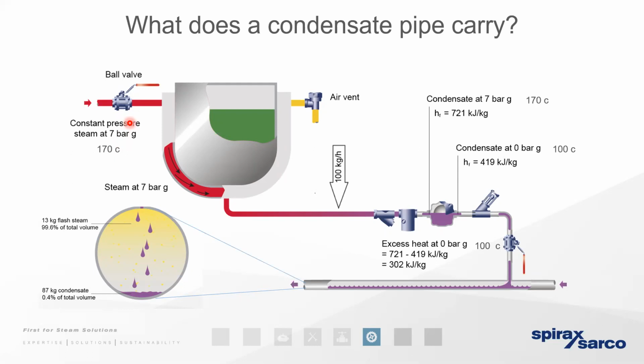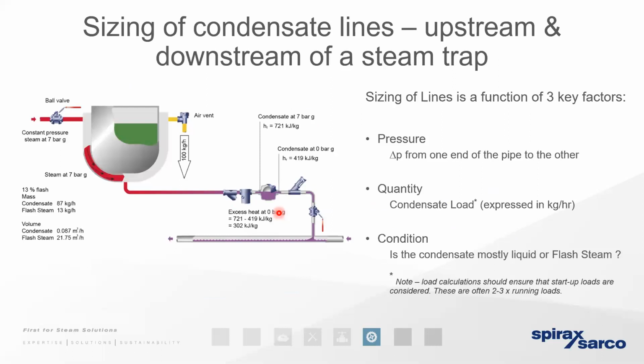So we know that when that steam condenses, it changes state to a liquid. We also know that the liquid is going to exist at the same temperature and at the same pressure as the steam. So where we've got this downward pointing arrow here, pointing to the condensate line that connects the process to the trap, what we have here at this point is condensate as a liquid. So all we need to do is size the condensate pipework here to accommodate that 100 kilogram per hour mass flow.